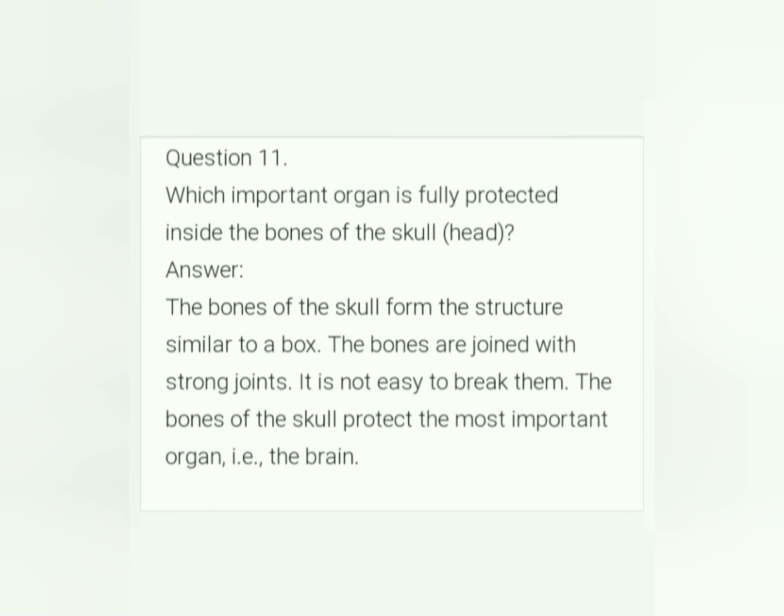Which important organ is fully protected inside the bones of the skull? Yes, the skull protects which organ? Let's see the answer. The bones of the skull form a structure similar to a box. The bones are joined with strong joints. It is not easy to break them. The bones of the skull protect the most important organ, that is the brain. The brain is the most important organ in the human body.